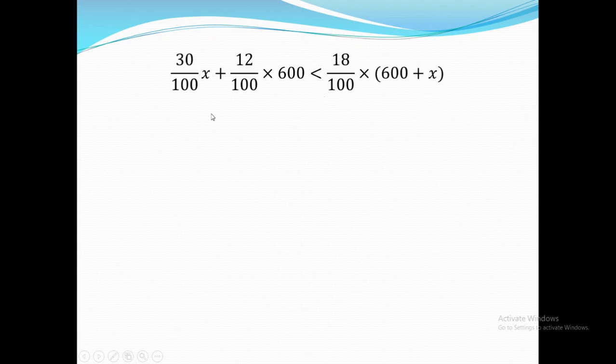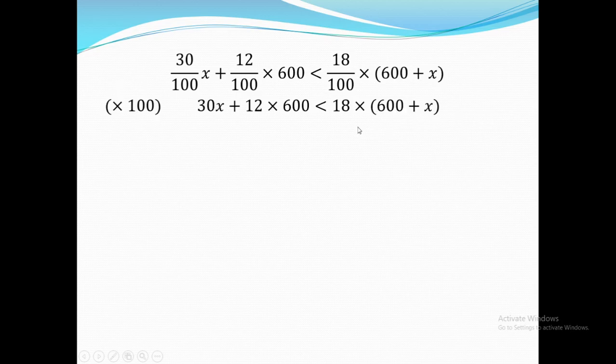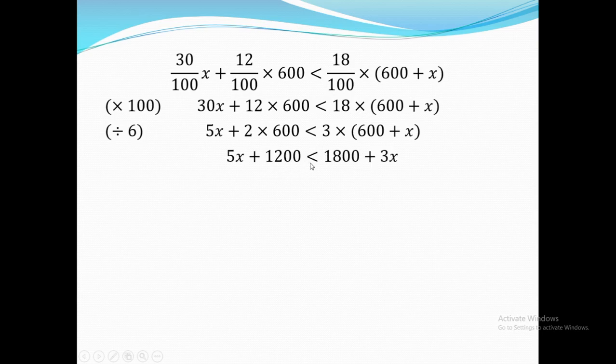Now the same procedure. This inequality statement must be multiplied by 100 to remove the denominator. Then you can see we can divide by 6, isn't it? So 30 divided by 6 is 5x, 12 divided by 6 is 2, 18 divided by 6 is 3. Now you can multiply inside. So take this 2 inside, it becomes 1200. So 5x plus 1200 is less than 600 into 3, which is 1800. 3 into x is 3x.